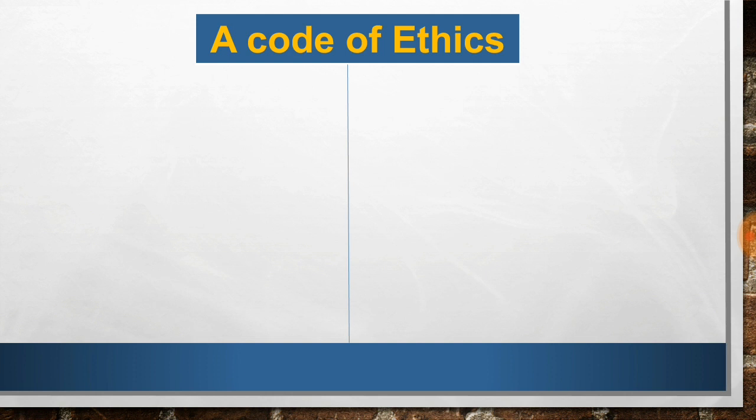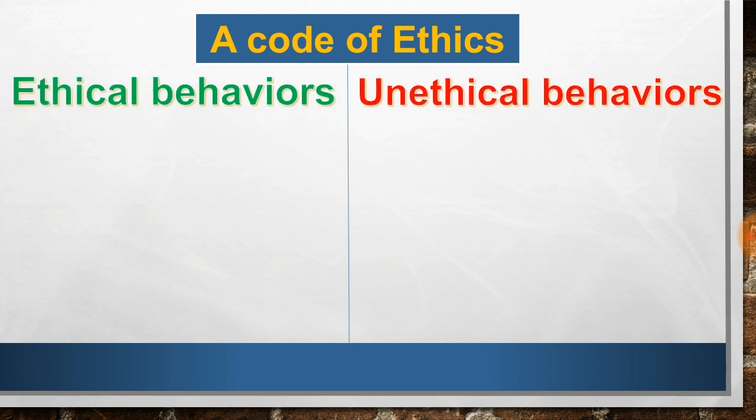Therefore, we can identify two types of behaviors. We can identify ethical behaviors, which means how the employees should behave in the society or in the company. They also have unethical behaviors, which means what they shouldn't do, what they mustn't do in their companies. So, a code of ethics has ethical behaviors and unethical behaviors. It means what the employees should do and what they shouldn't do.